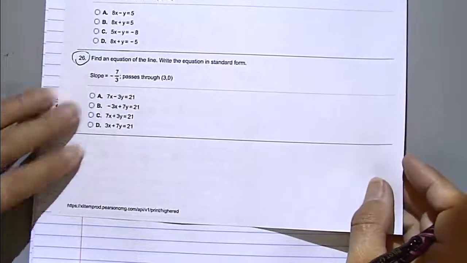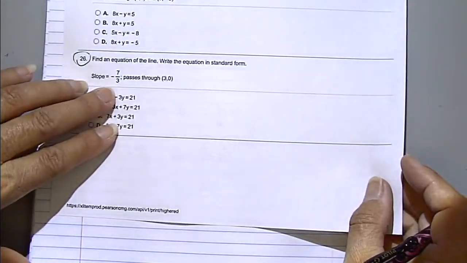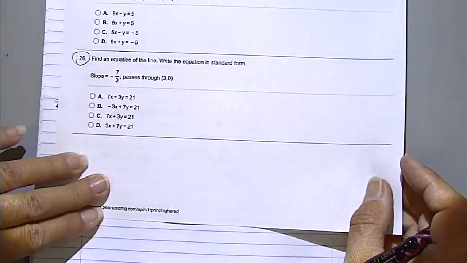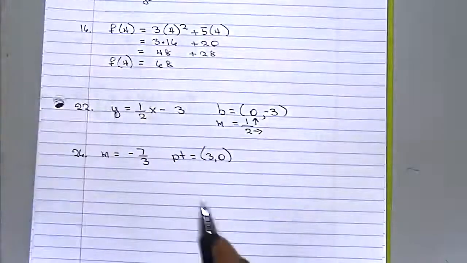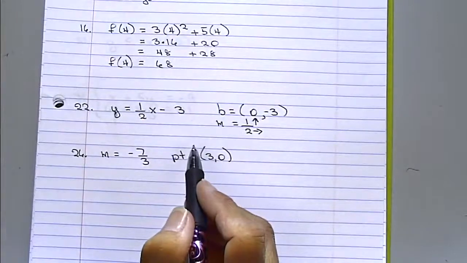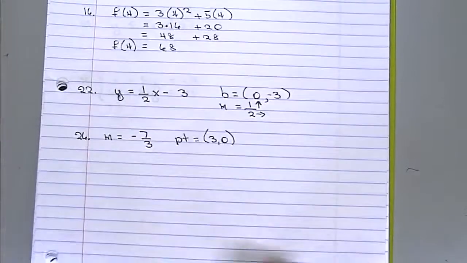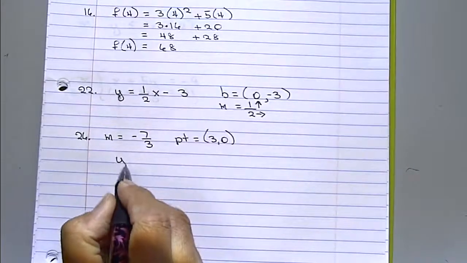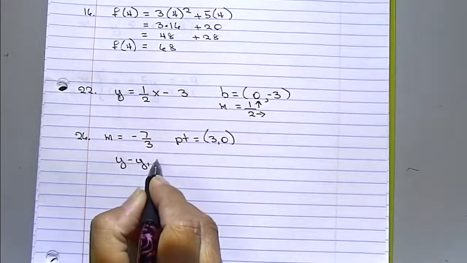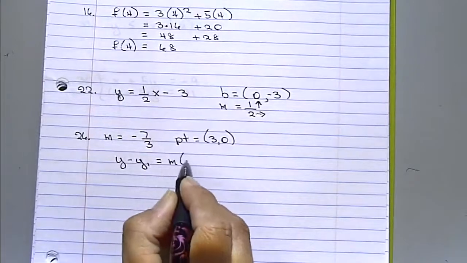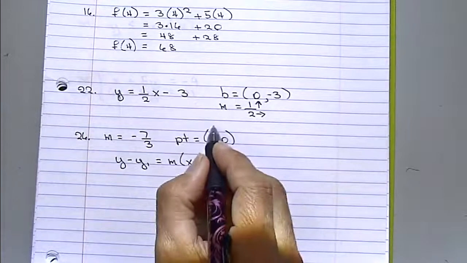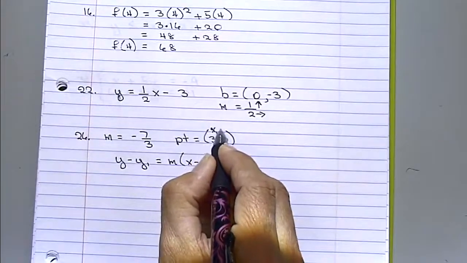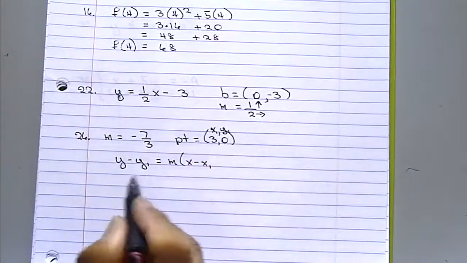So what I've got is a slope of -7/3, and it passes through (0, 3). All right, so what am I going to do? Well, I'm going to plug it in here. Where did I put this one? 26. I'm going to use y minus y1 is equal to m times x minus x1. And the point I'm using, this is going to be my x1 and this is going to be my y1, right? So now let's just plug it in.